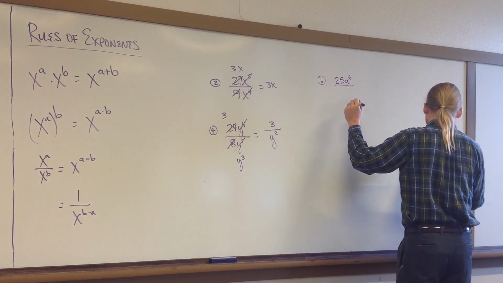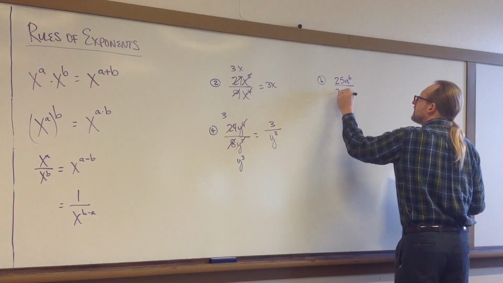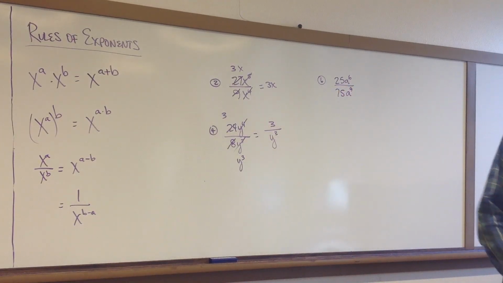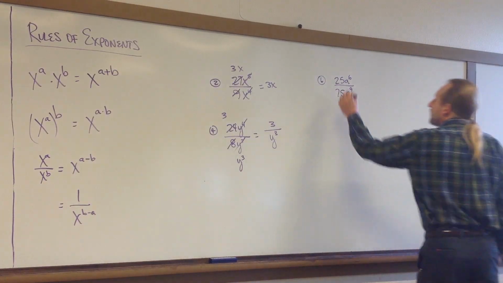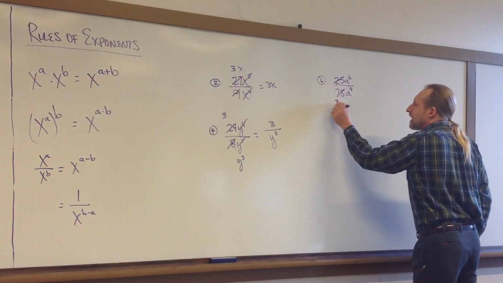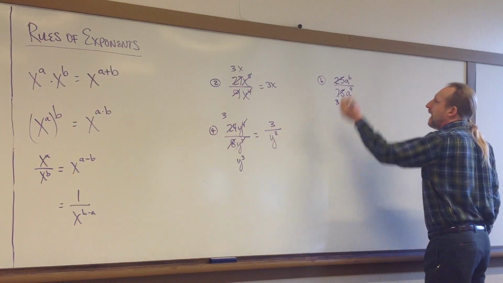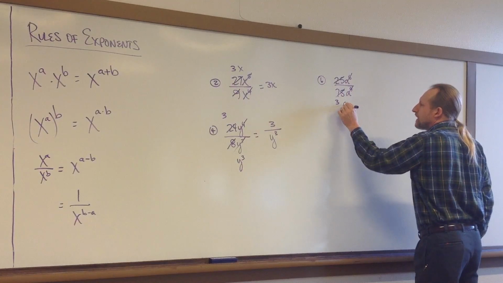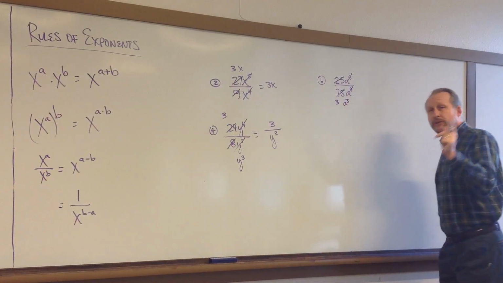25a to the sixth over 75a to the ninth. Okay, now, in this one, 25 goes into 75 3 times, and this a to the sixth will cancel out 6 of those a's and leave us with a to the third.